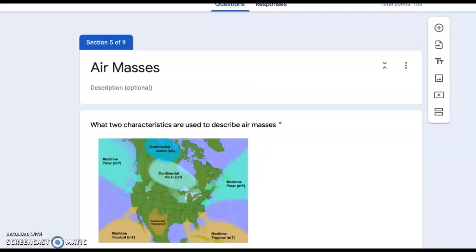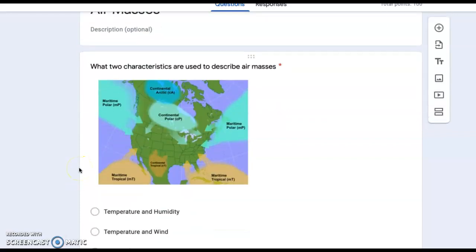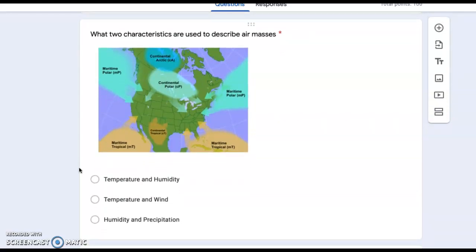Air masses. What two characteristics are used to describe air masses? Temperature and humidity, temperature and wind, or humidity and precipitation.